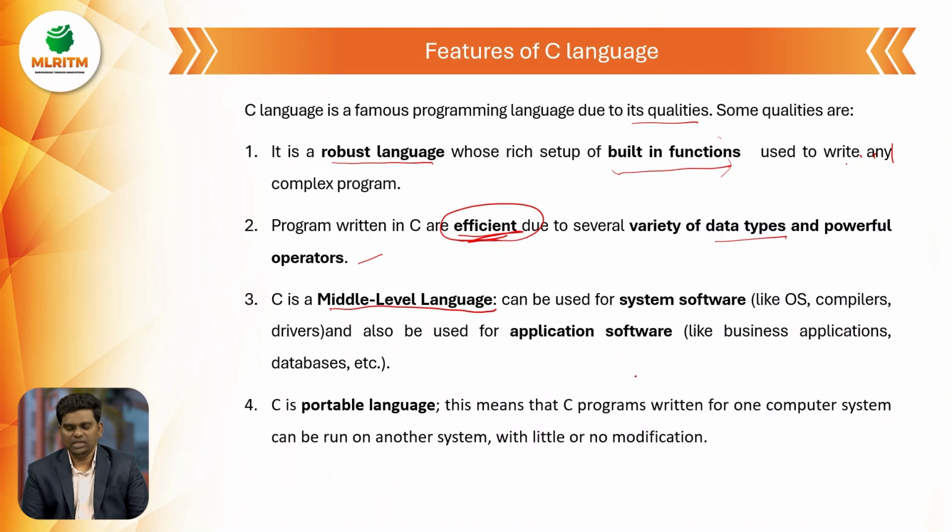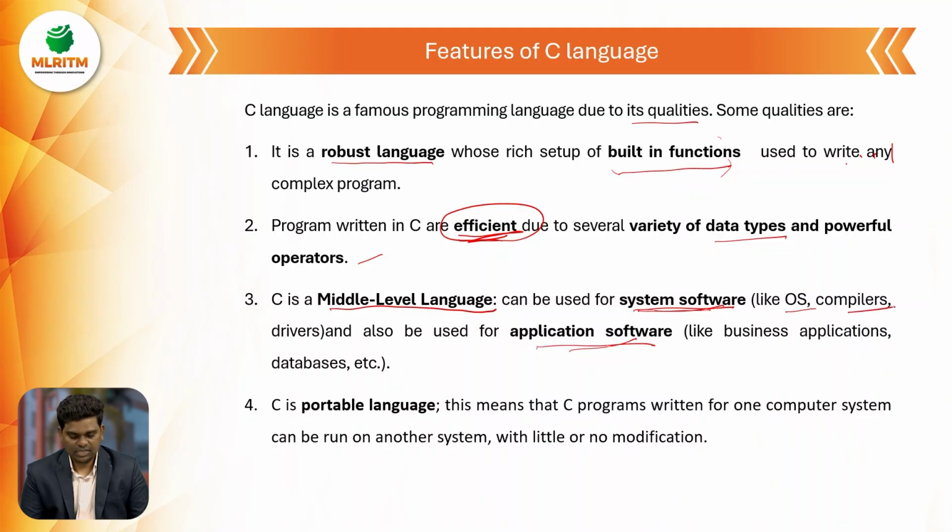Why is it called middle level? Because it supports both system software as well as application software. So that's why C is a middle level language. Coming to the system software, there are two types of software: one is system software and the second one is application software. System software is software exclusively designed for the systems.